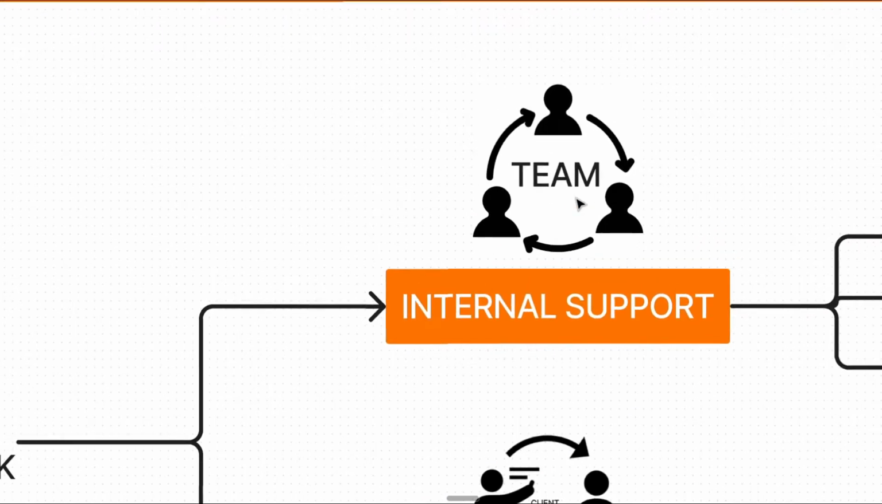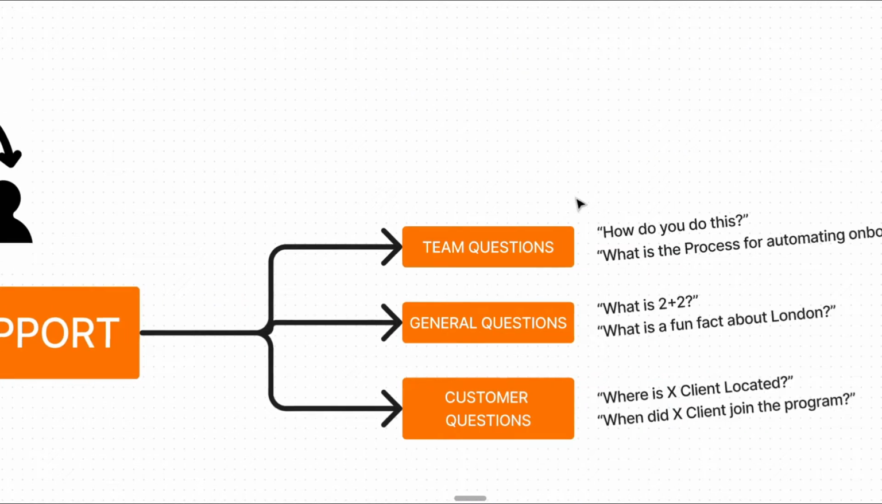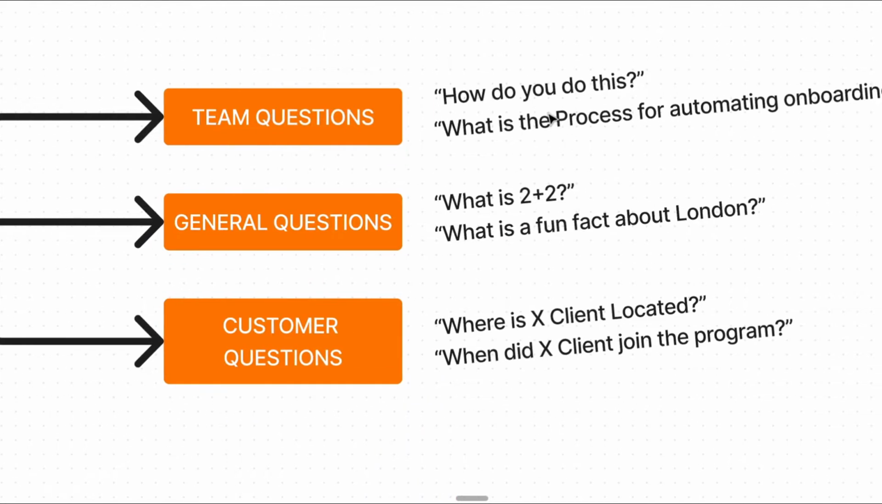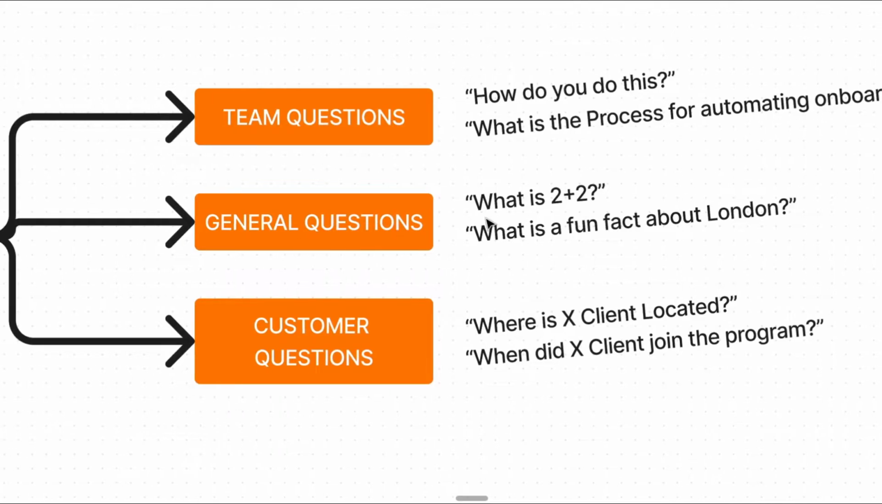In terms of internal support, you can use it to answer team questions such as how do you do a specific process, or what is the process for onboarding. General questions, so if you have a general question and can't be asked to open up a whole chat in ChatGPT, you can ask it within Slack. Or even customer questions, so if you want to get some context before a call, you can ask where's this client located, when did this client join the program.